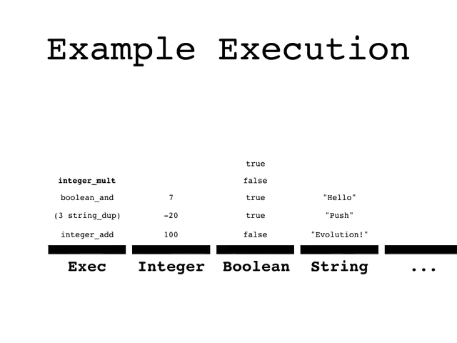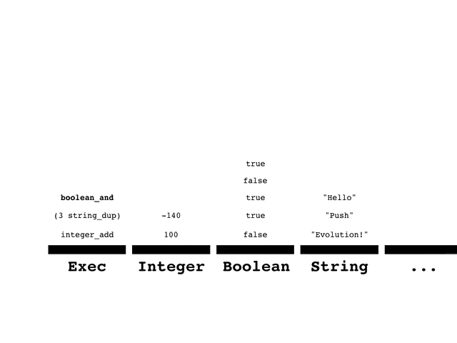Here's how this works with the example push interpreter state that we saw previously. First, the integer mult instruction is popped and processed, which causes the top two integers to be popped and multiplied, and their result to be pushed back onto the integer stack. Next, Boolean AND is processed, causing the top two Boolean values to be popped and the result of ANDing them with each other to be pushed. True and false is false.